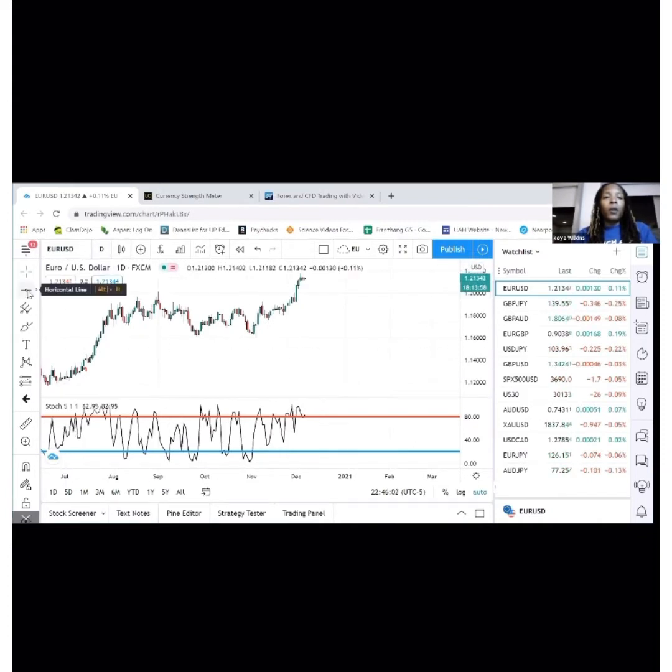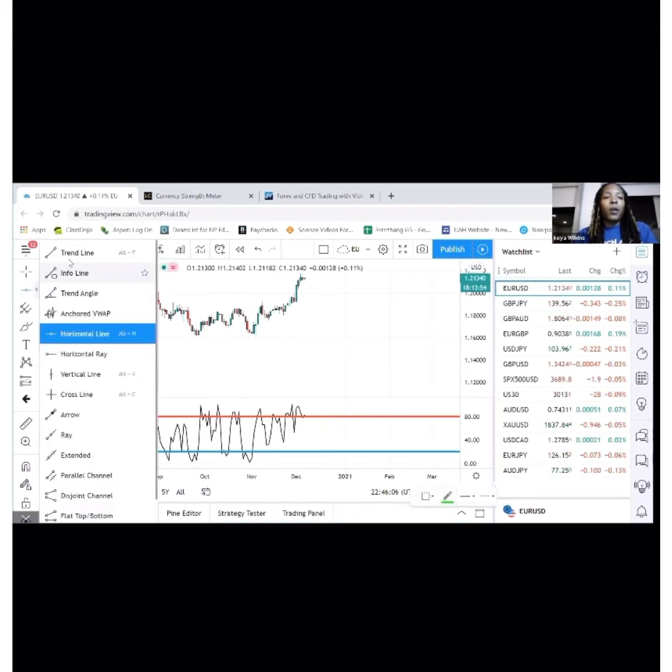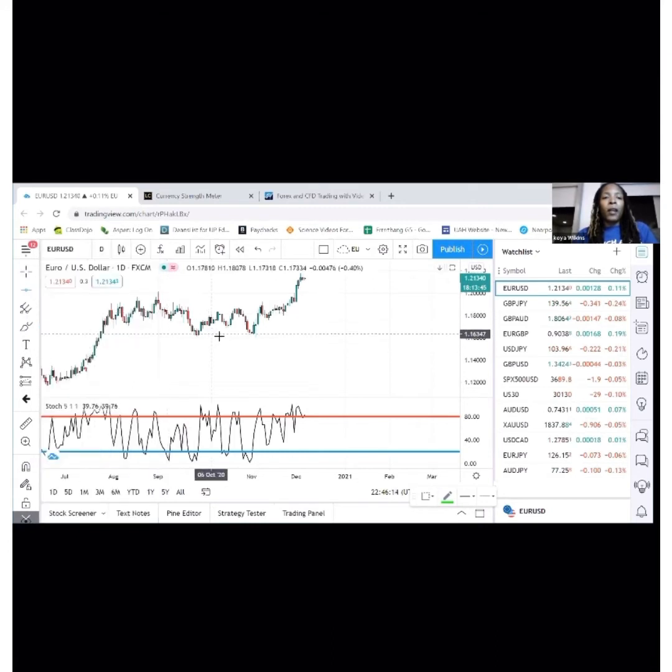Okay, so I'm looking for where I can find support in the market right now. So I'm going to go over to my tools on the left-hand side. I'm going to select the second tool, and then I'm going to click on horizontal line. All right, and I'm looking for where do I see support in the market or resistance, right?